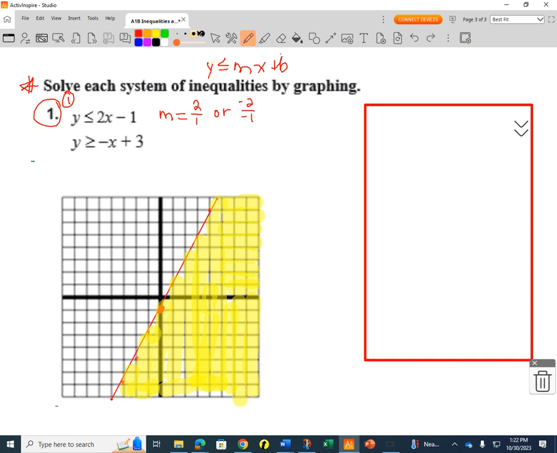Alright, so we have graphed the first inequality. Graphing that first inequality doesn't mean just graphing the boundary, it means graphing it and shading it. Jalen, what's the y-intercept of the second inequality? Very good. The y-intercept is 3. That's where we start graphing. So we're going to go up 3 on the y-axis.